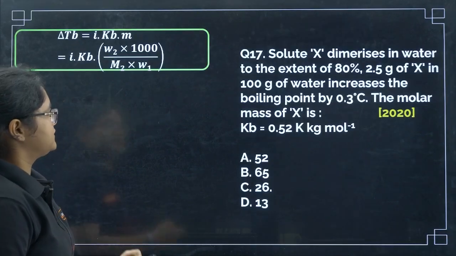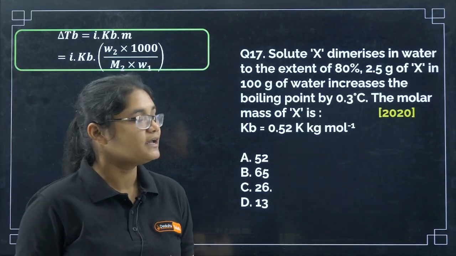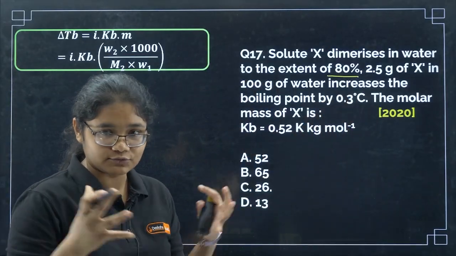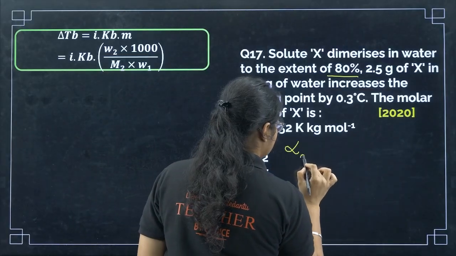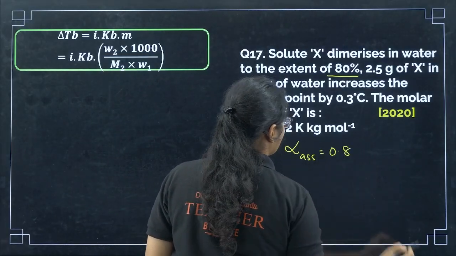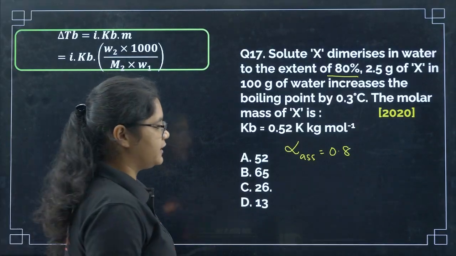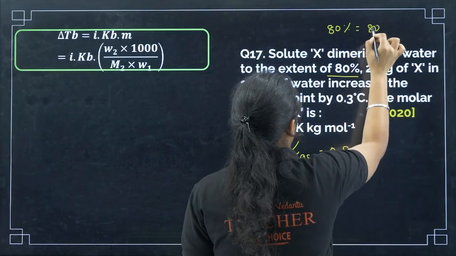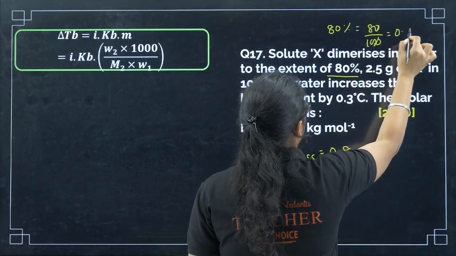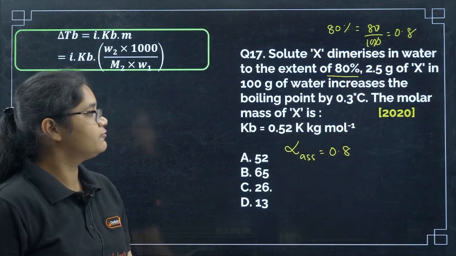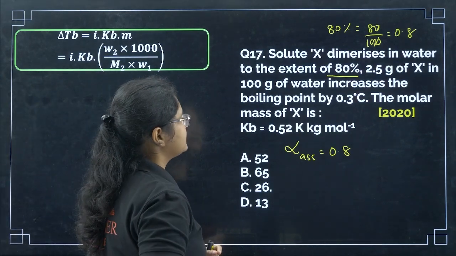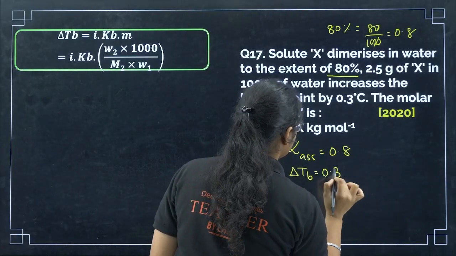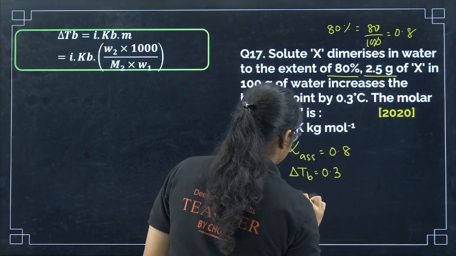Okay, next question: the solute X dimerizes in water to the extent of 80%. Dimerizes means association. So this is from Van 't Hoff factor, alpha association given to me is 0.8. 80 by 100 I have taken, that is why I am getting 0.8. Now 2.5 gram of X in 100 gram of water increases the boiling point by 0.3 degree. So I have delta Tb is equal to 0.3, and I have mass of the solute.